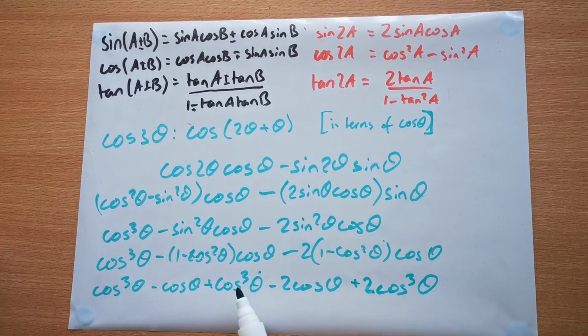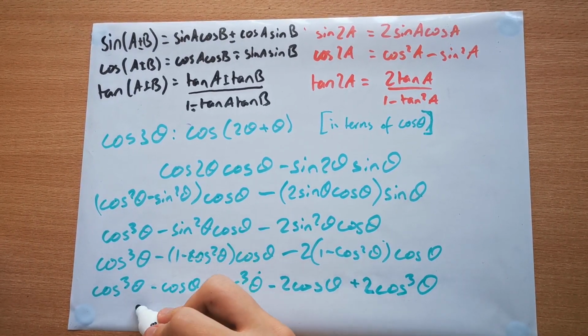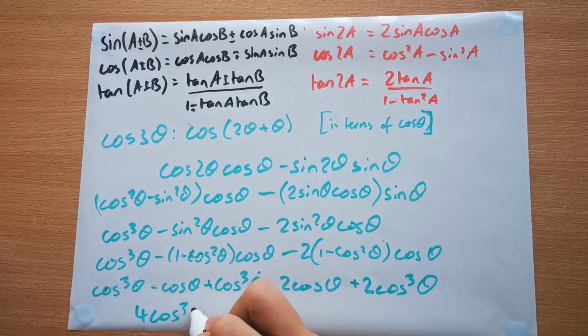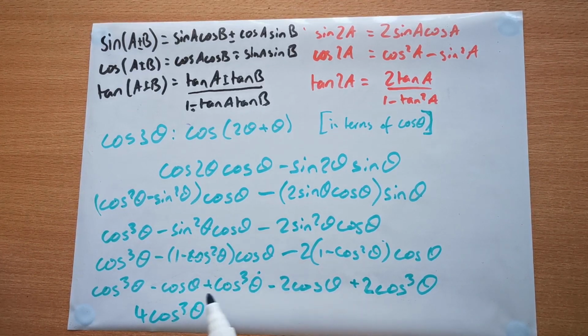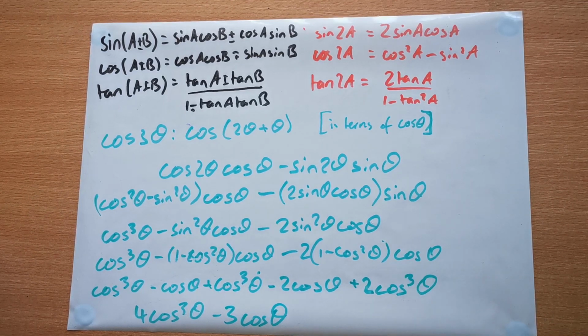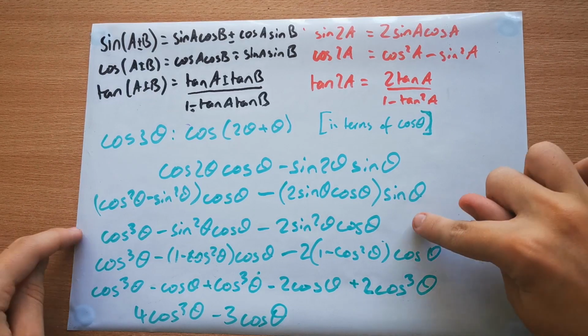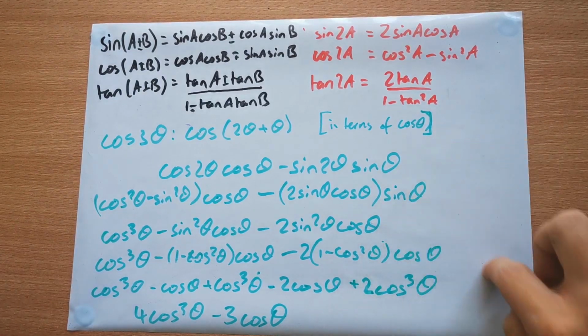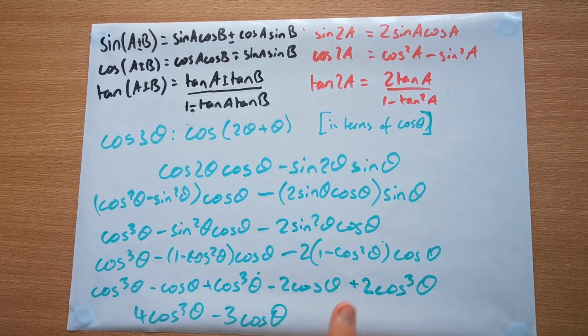And then you can tidy that all up by adding. So there's 1 cos cubed, 2 cos cubed, 4 cos cubed, and then minus 1 cos theta, minus 2, minus 3. And that is your answer. Just a lot of algebra, a lot of moving things about to get to the answer that they want. You could have left it there, unless it says otherwise, in which case you want to bring it down by subbing in things for sine squared theta.